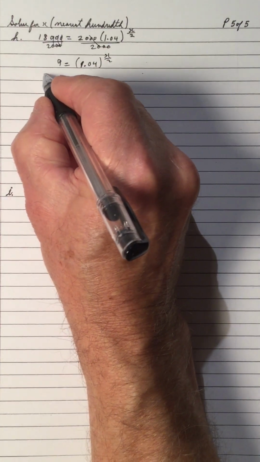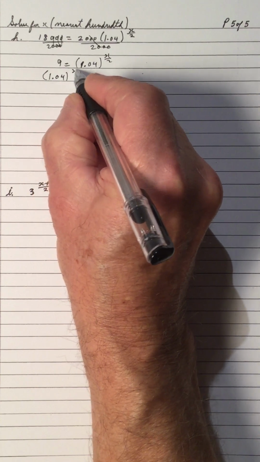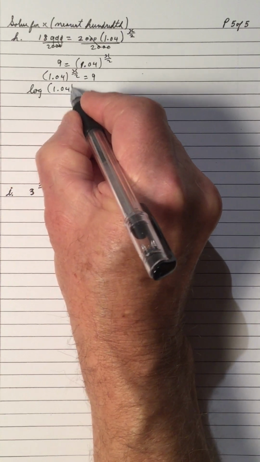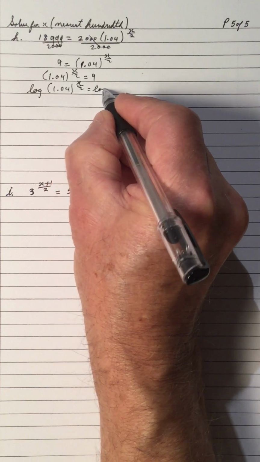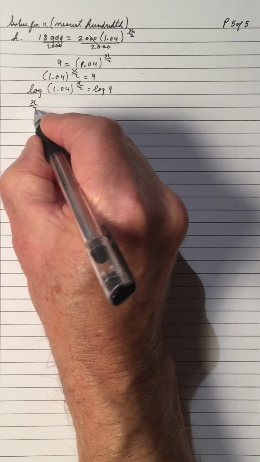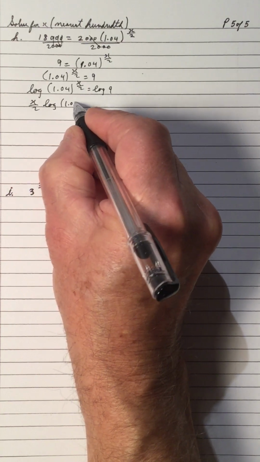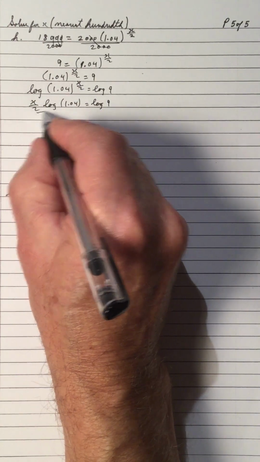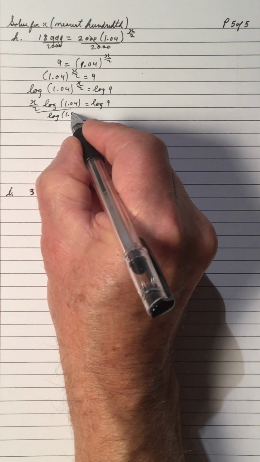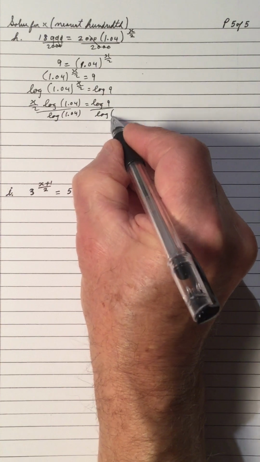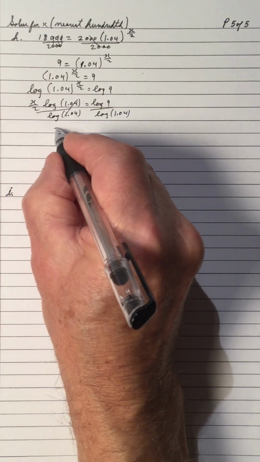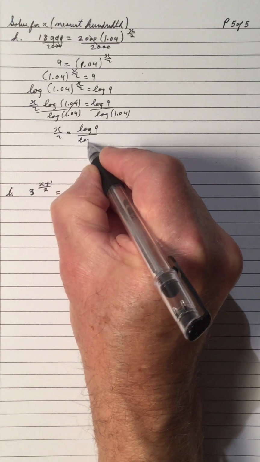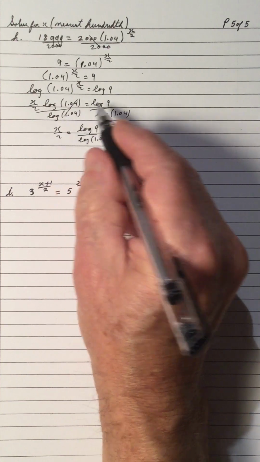And I like to change it around. I like to go 1.04 to the x over 2 equals 9. Now I do the log of, I didn't have to change it around. I just could have left it. x over 2 log, because of the power rule. The power exponent goes in front of the log. Now I divide both sides by log of 1.04. They cancel, and I get x over 2 equals log 9 divided by the log of 1.04. I don't need that bracket there.